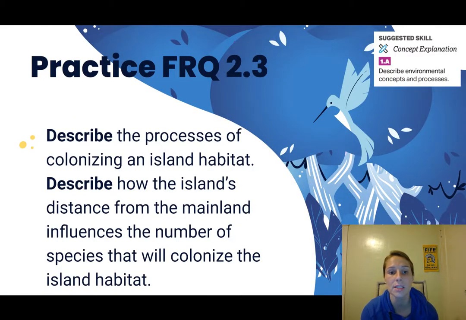So now you have your practice FRQ for 2.3. For this, you're going to be practicing your suggested skill of describing environmental concepts and processes. What you're going to do is describe the process of colonizing an island habitat. Then describe how the island's distance from the mainland influences the number of species that will colonize the island habitat. So that will be your practice FRQ. And those were your notes on section 2.3, which was island biogeography.